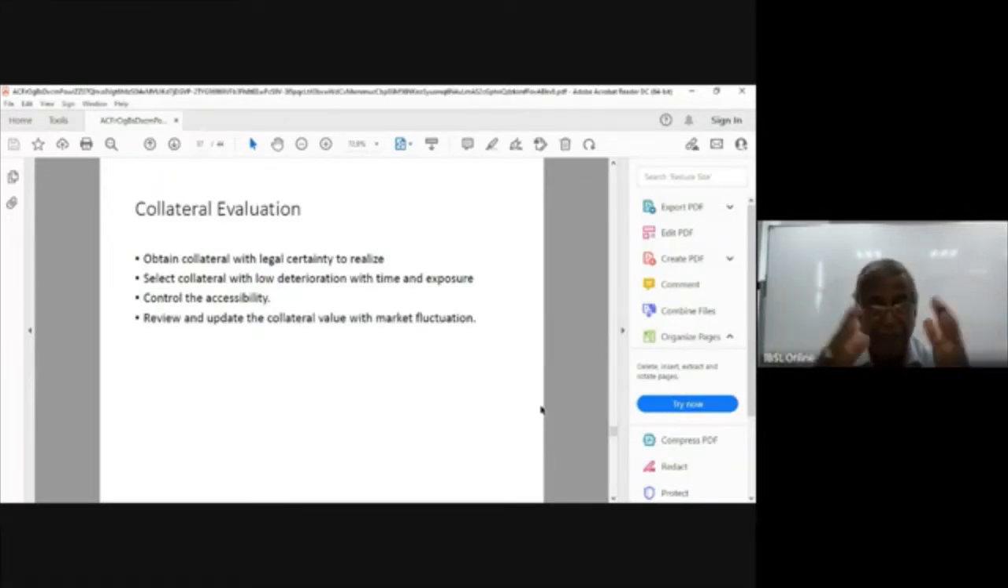Then select collateral with low deterioration with time and exposure. There are various types of collateral that you would have studied earlier. You must select collateral with low deterioration over time. As time goes on, some types of collateral deteriorate, especially plant and machinery, and vehicles. But land and buildings appreciate. Then the control and accessibility: you must be able to visit and see the collateral. You must always review and update the collateral value with market fluctuation.